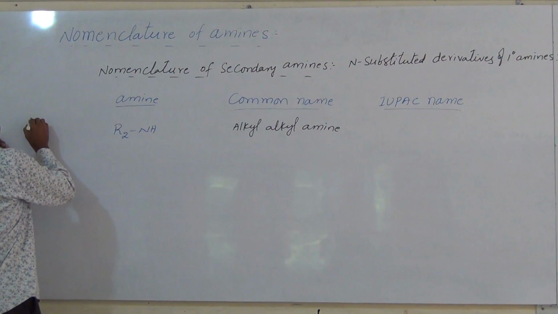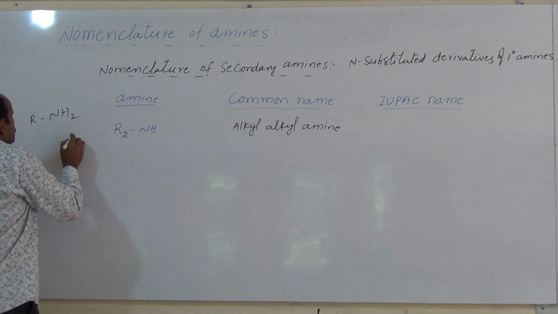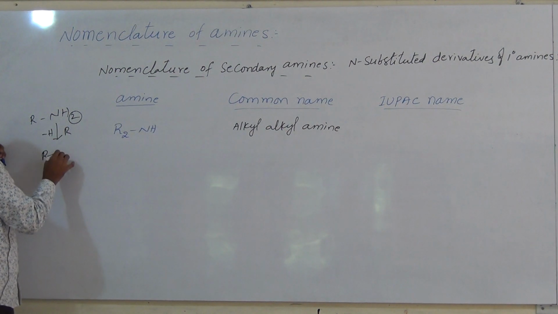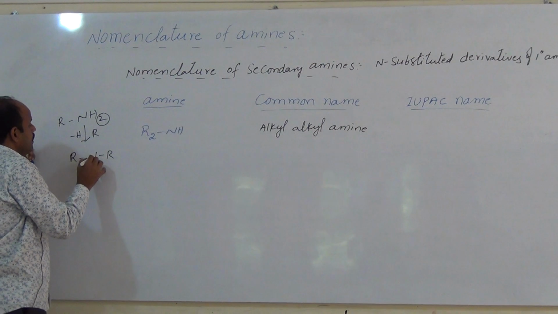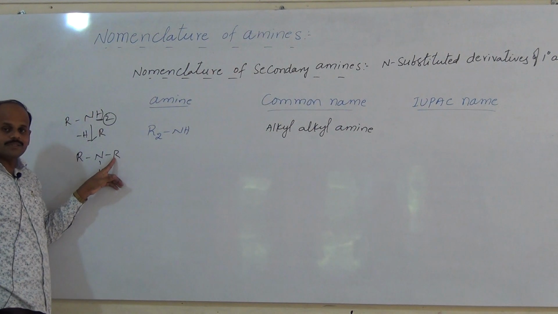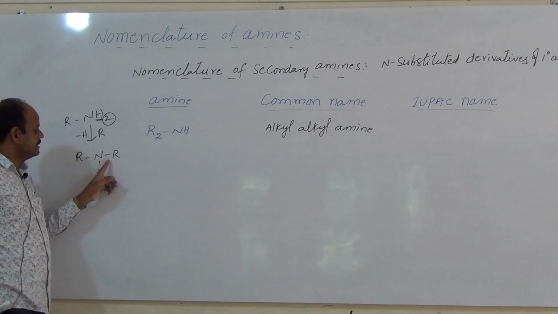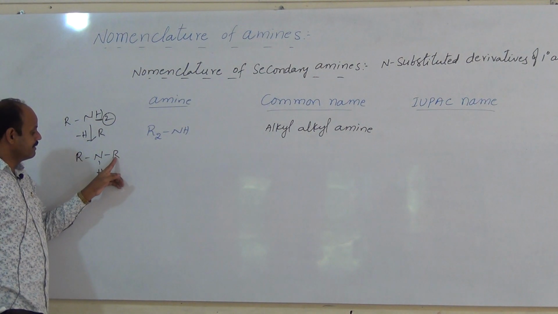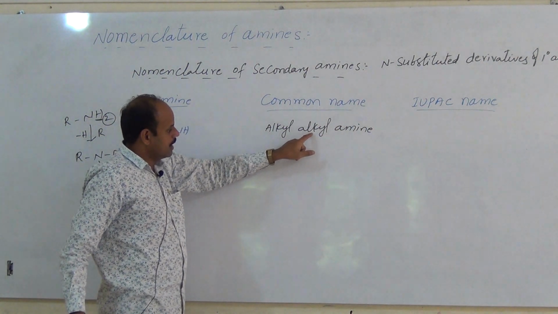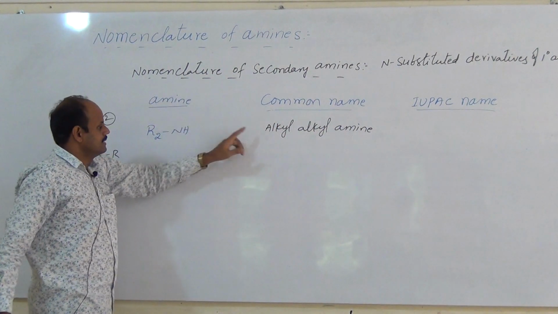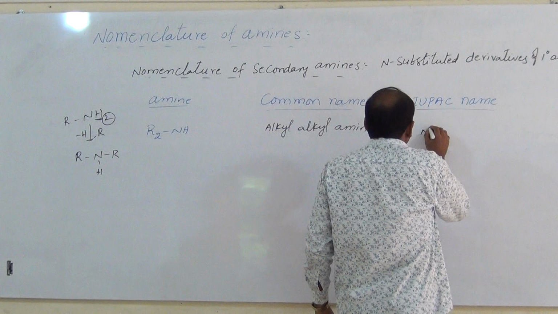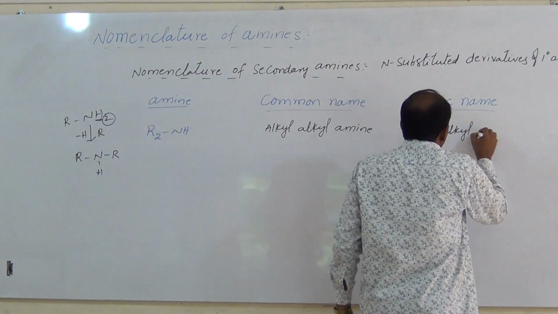Because if you take primary amine RNH2, remove one hydrogen and add one alkyl group, then we get R here, and here one more hydrogen is there. Thus on nitrogen one alkyl group is substituted in primary amine. Hence these are called N substituted derivatives of primary amine. Thus common name of primary amines is alkyl amine and common name of secondary amines is alkyl amine. And IUPAC name is here N-alkyl alkanamine.